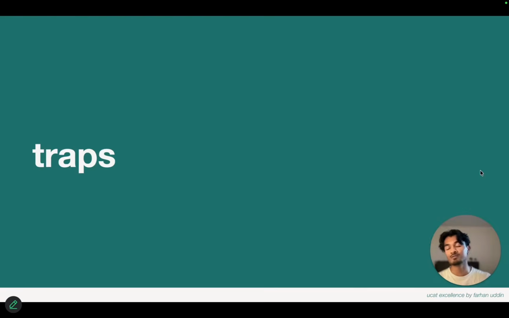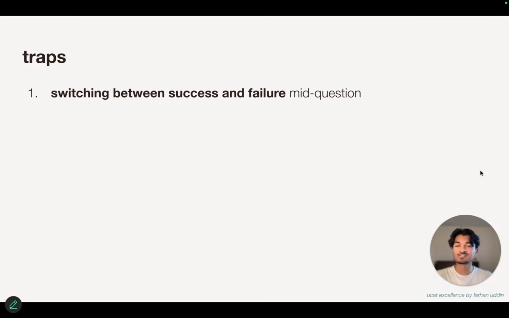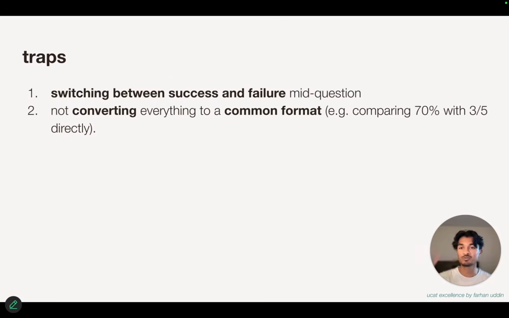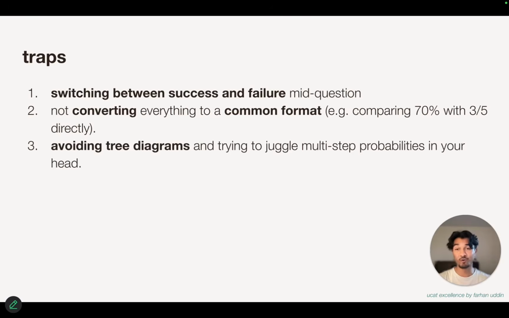So here are some common traps that I see students falling into when it comes to probability. Number 1 is switching between success and failure mid-question for the comparison questions. Number 2 is not converting everything to a common format. And number 3 is avoiding these tree diagrams and trying to juggle multi-step probability in your head. So draw them out. It's going to make your life so much easier.